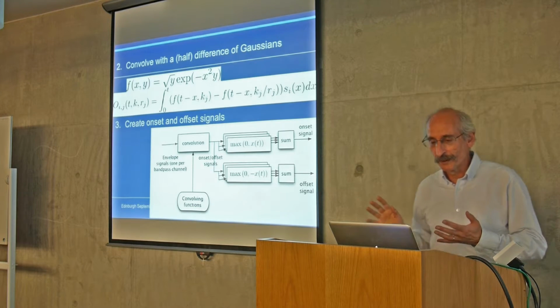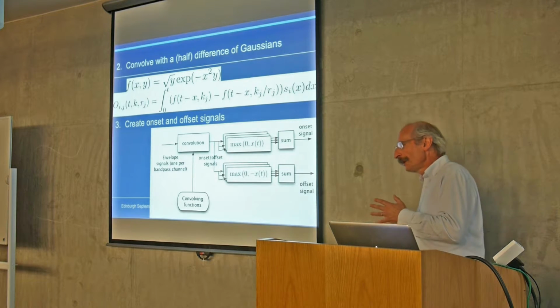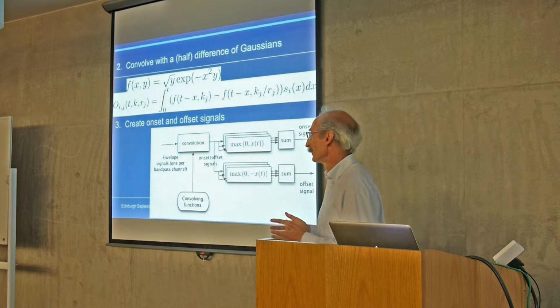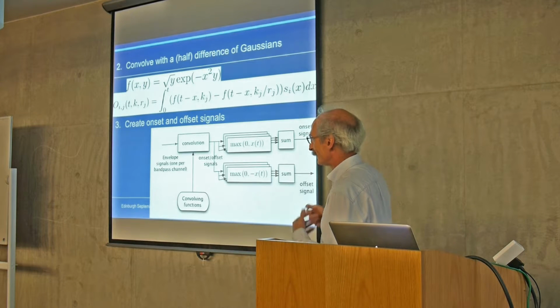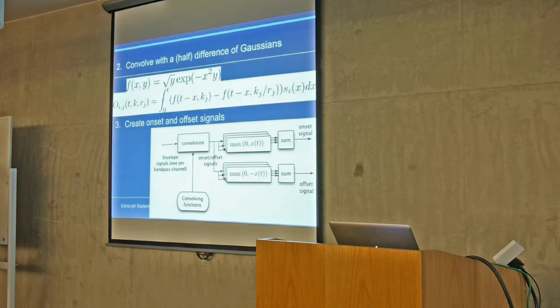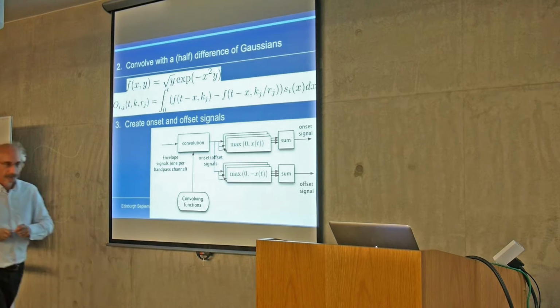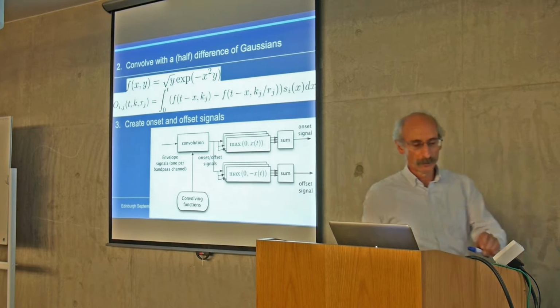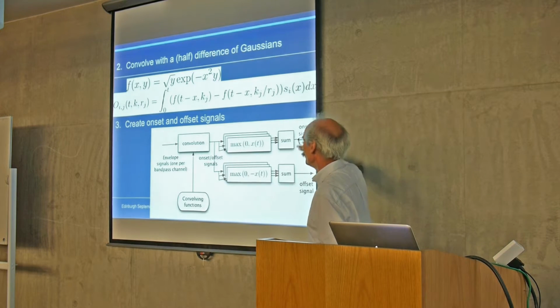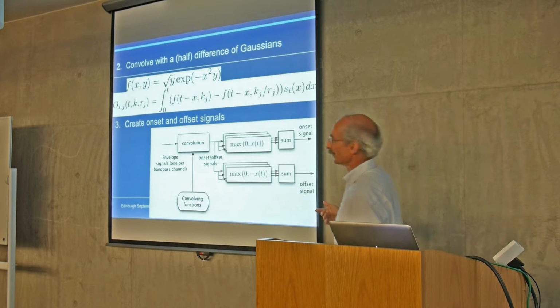And then we convolve that with a half difference of Gaussians, which is the sort of thing that you do in image processing as well, when you're looking for edges. A half difference of Gaussians is essentially like half a Mexican hat, so it looks a bit like that, and the integral of it is 0. Convolve it with that, take the positive-going side and call that the onset, and take the negative-going side and call that the offset signal.